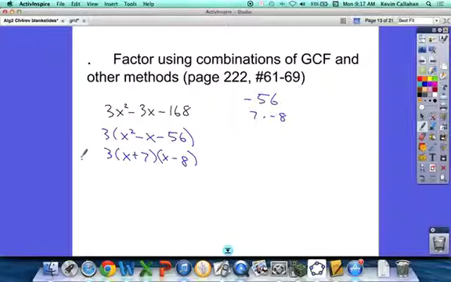So there will be one where you have to do a greatest common factor, and then what's left can be factored a little bit more. And it's either going to be like that, or maybe it'd be a difference of squares. I don't even remember at this point.